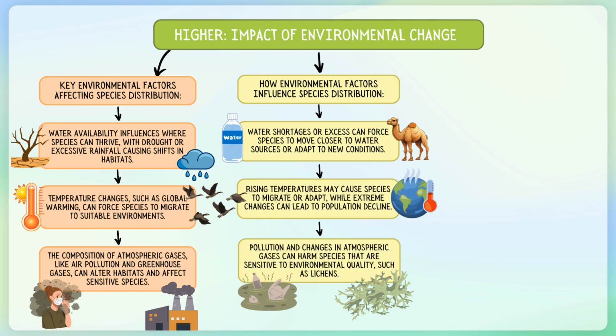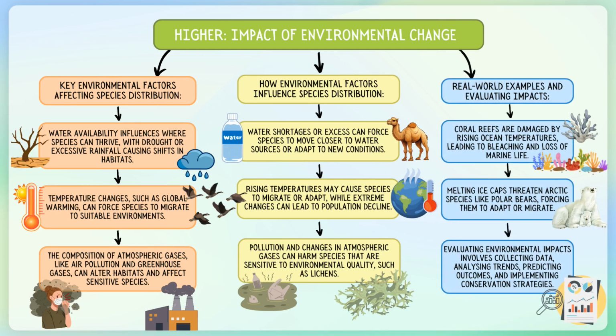We noted how these changes can either be natural or caused by humans, with human impacts tending to be more dramatic and longer lasting. We discussed real-world examples, rising ocean temperatures and melting ice caps, and their effects on changes in species distributions. We discussed methods used to evaluate the effect of environmental changes on species distributions, which involved collecting data, analysing trends, and predicting outcomes of environmental effects. This can be used to inform effective conservation strategies for species at risk from environmental change.